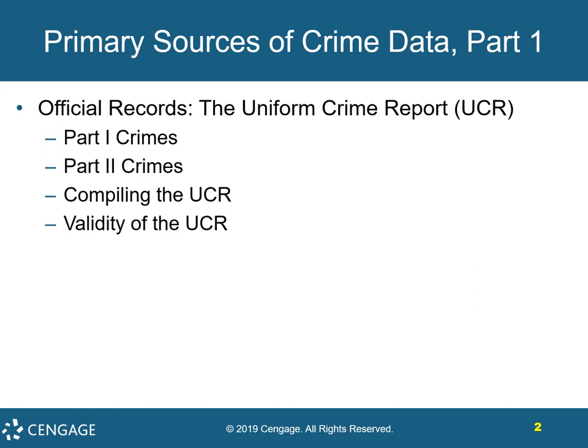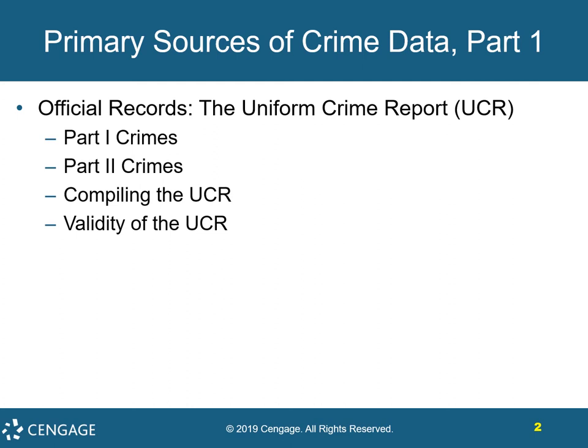The first thing we're going to discuss are the primary sources of crime data. They primarily come from the Uniform Crime Report. Part 1 crimes are violent crimes. Part 2 of the Uniform Crime Report are any other crimes. Arrest data from police departments and clearance rates are also included. And the main problem, however, with the Uniform Crime Report is the validity of data.